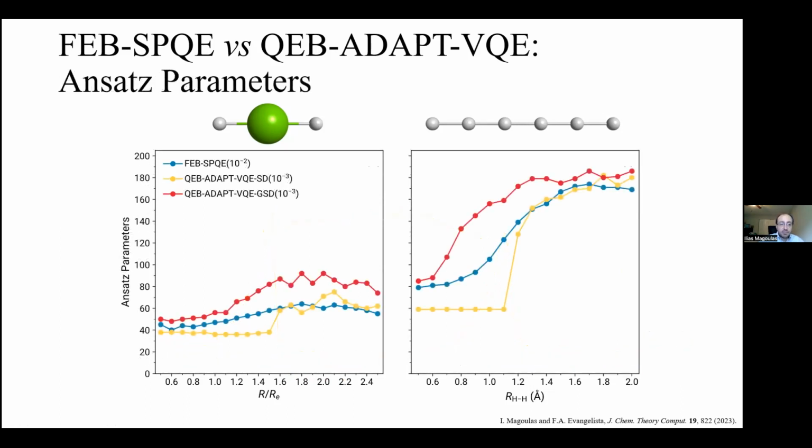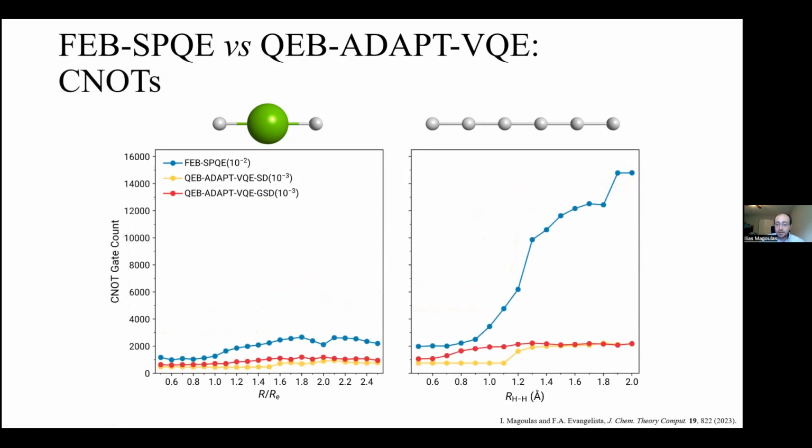Next, we looked at the number of ansatz parameters that these methods require. And we see that adapt VQE with generalized singles and doubles, which is the most accurate in terms of energies, requires the largest number of parameters. At the other end of the spectrum, we have adapt VQE with singles and doubles, which was the least accurate in terms of energetics, but also requires the smallest number of parameters in the ansatz. And SPQE is somewhat in the middle.